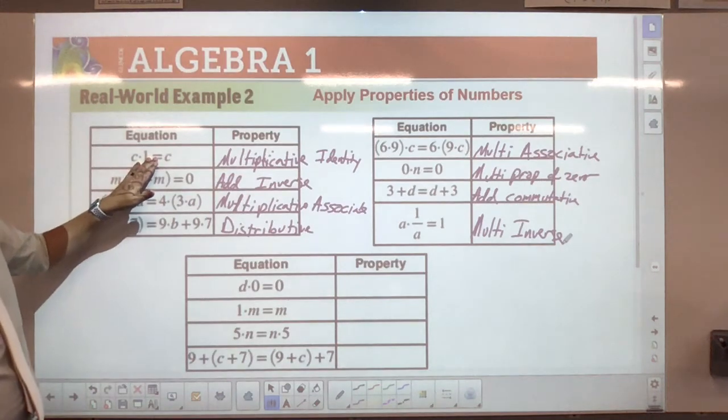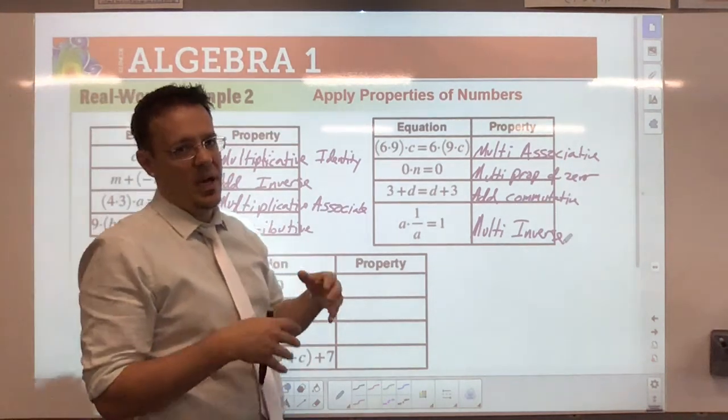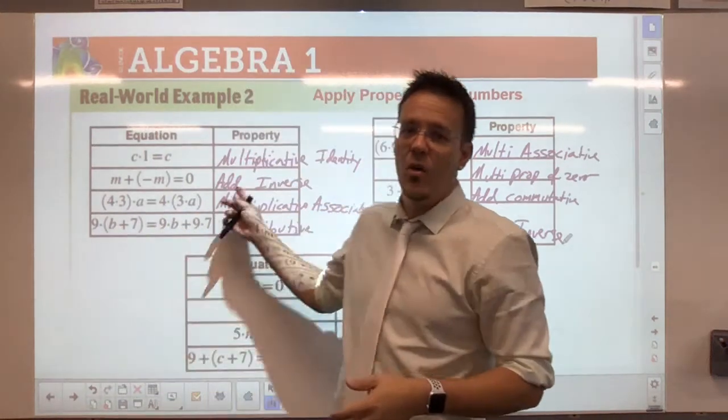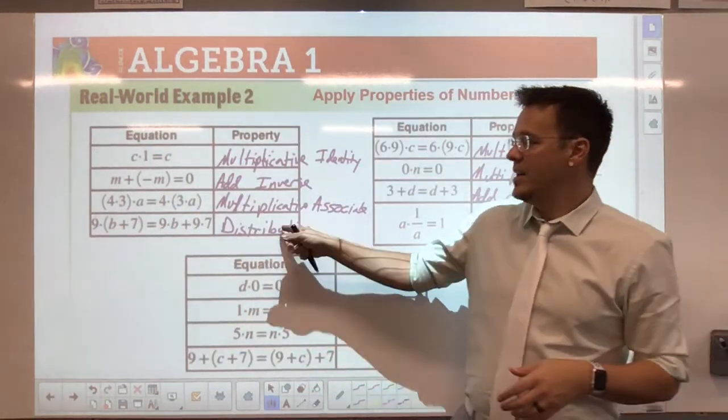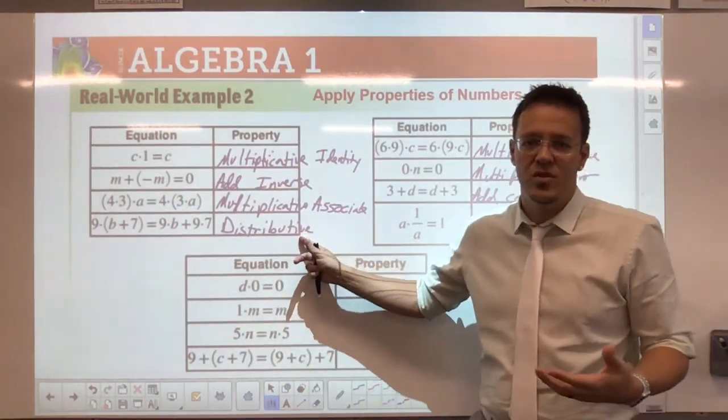All right, so your goal is to be able to look at properties and say, okay, I know this is multiplication, but which one is it? Oh, it's the identity property. I know this is addition. Which one is it? Oh, it's the inverse property. I know what this is. This is called distributive when you show something like that.